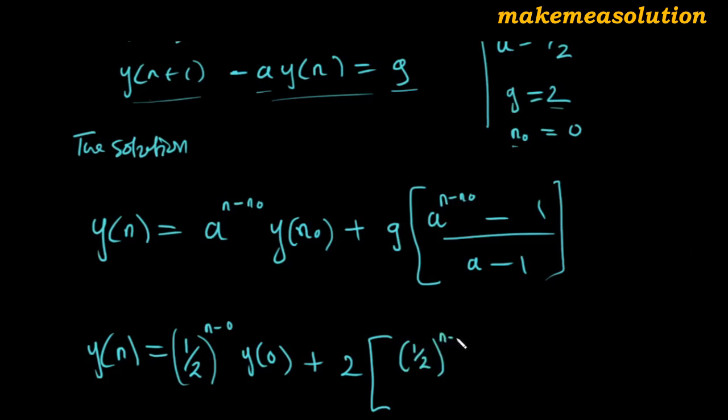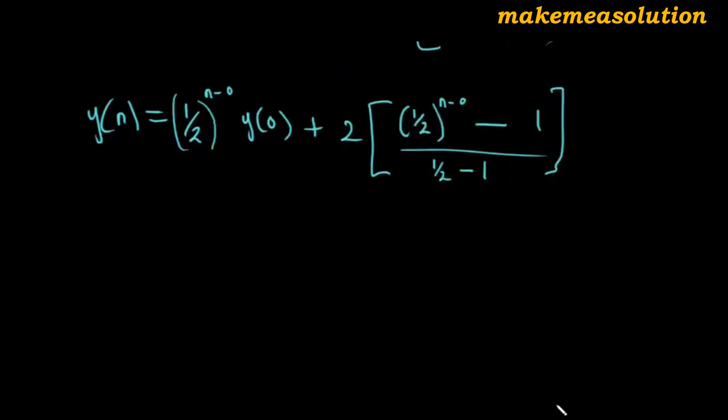Then you now have n minus 0, then minus 1, all over 1 over 2 minus 1. Is that okay? So this is what you have. So let's quickly solve this. y of n is equal to 1 over 2 raised to the power of n, then you have your y naught, which is c, and you now have plus 2.